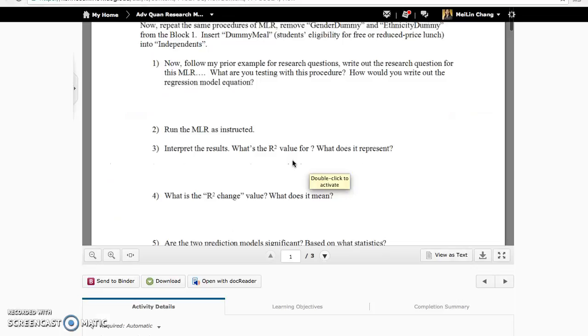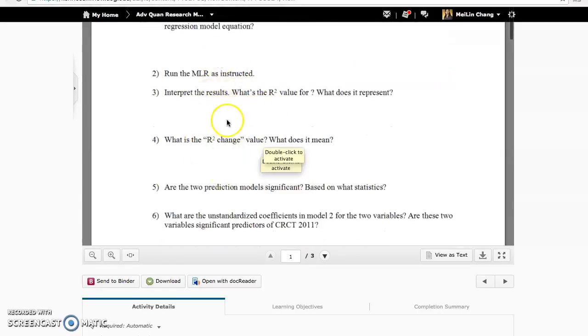And then I think most of you can run the multiple linear regression without question. You can follow the procedures. And here's where I found some of the confusion. I want you to interpret the result, and I also ask you what it represents. In these cases, please report the exact statistics. What was the R square value, and what does it represent? What is the R squared change value, and what does it mean? Use one or two sentences to explain what that means.